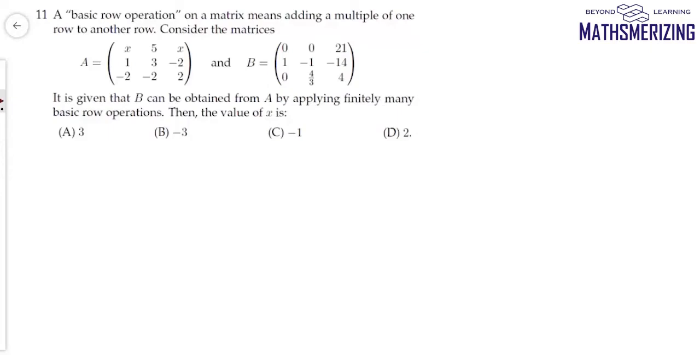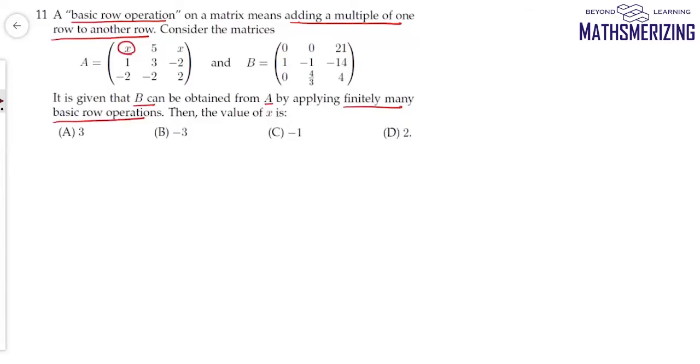Now in question number 11 it says, a basic row operation is defined as adding a multiple of one row to another row. Now it says, consider the matrices A and B. It is given that B can be obtained from A by applying finitely many basic row operations.